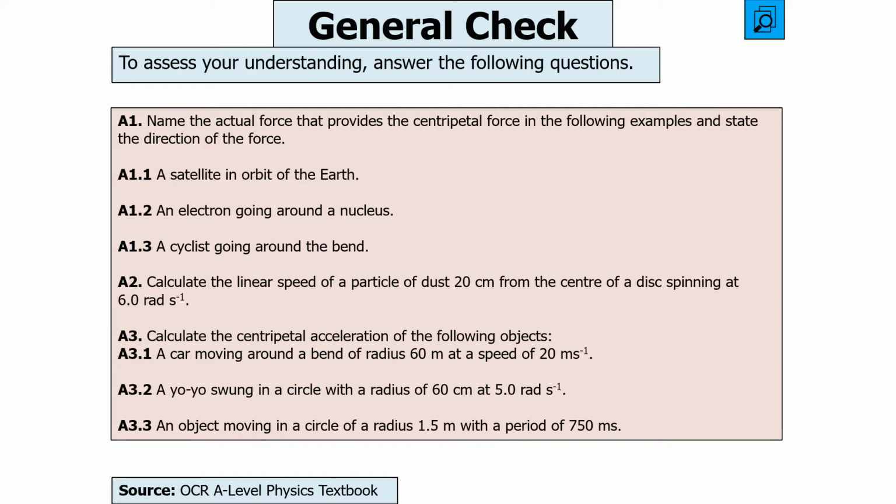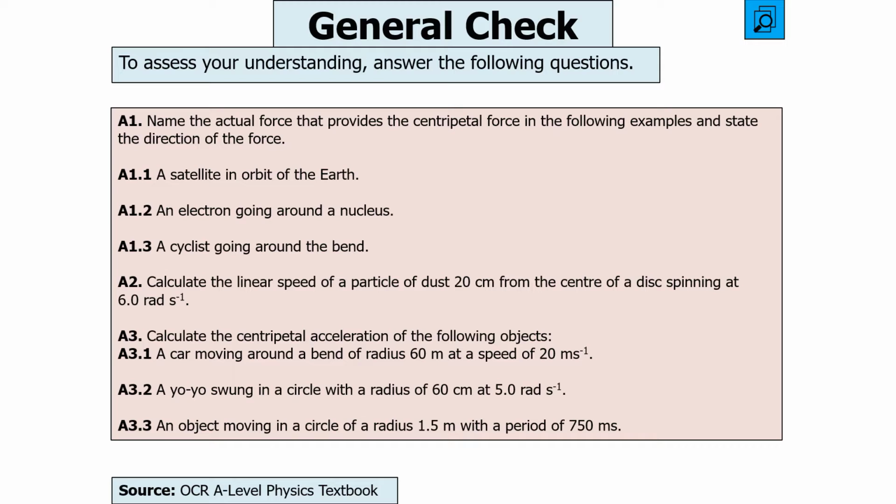The next question says, name the actual force that provides the centripetal force in the following examples and state the direction of the force. A satellite in orbit of the Earth, an electron going around a nucleus, a cyclist going around the bend. Then calculate the linear speed of a particle just 20 centimeters from the center of a disk spinning at 6 radians per second.